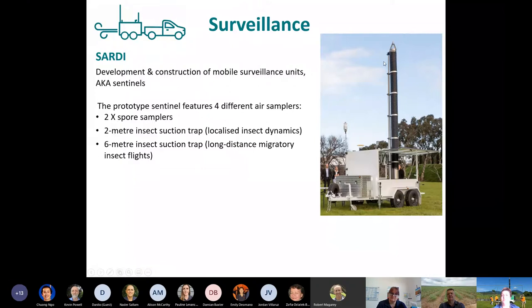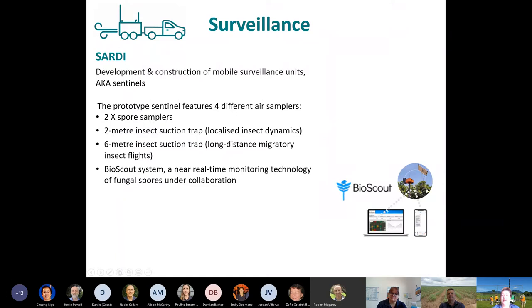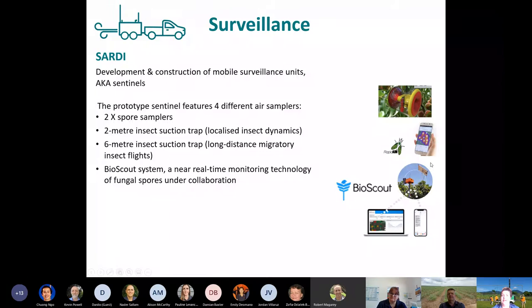On the prototype, we also have a trap system called BioScout, which is out of a startup company in Sydney. It's a near real-time monitoring unit for reporting fungal pathogens that are airborne. And they can report results using machine learning and an onboard camera device. They can record and report results in about 4 hours. We're also looking at different lure-based traps and how we can incorporate those with our Sentinel units, marrying that climate data with some of the lure trap data and reporting that to industry.